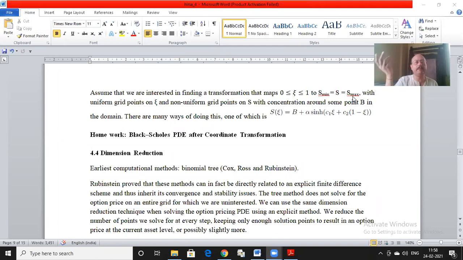So basically we'll do a back calculation. Suppose what we want is a concentration around some point capital B in that domain. So there is a particular critical point B in the domain where I want a concentration. So what I can do is make a transformation from xi to s. An example is this sinh transformation.